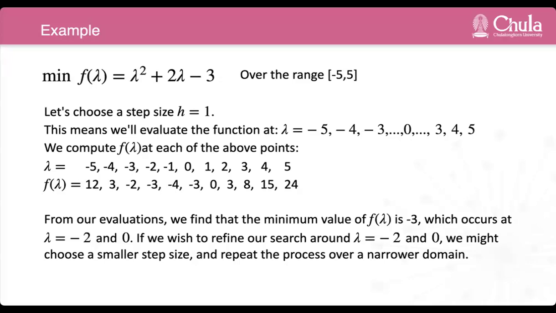So which area should we keep, from here to here? From minus 2 to 0, right? And from minus 2 to 0, you reduce the step size and evaluate again. So the interval becomes smaller and smaller.